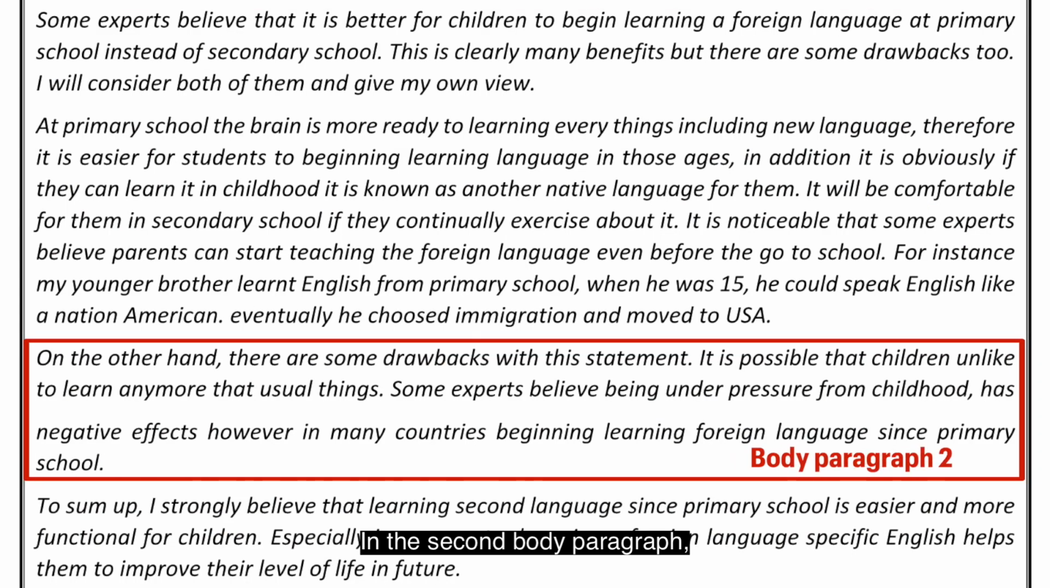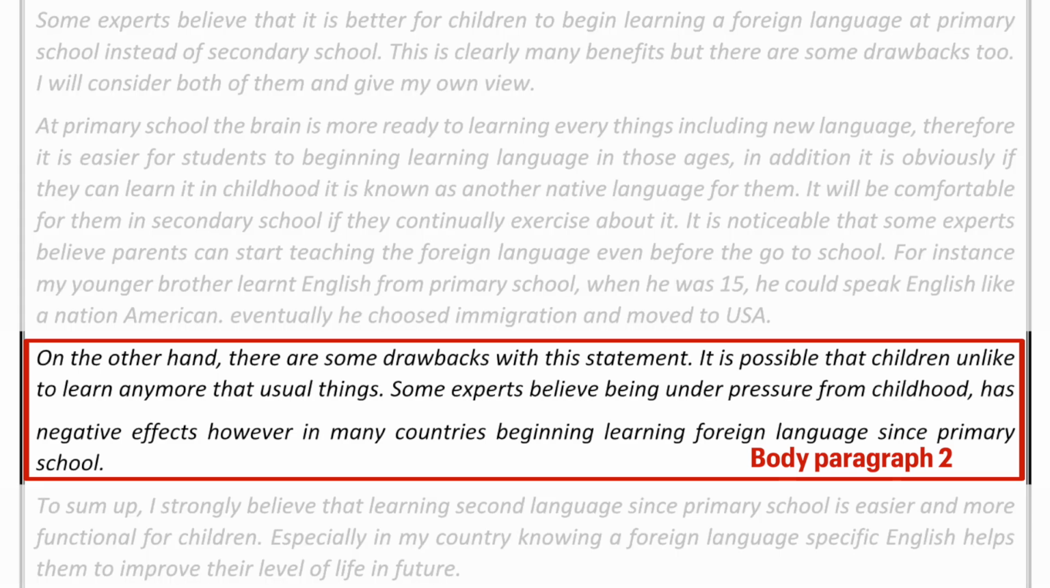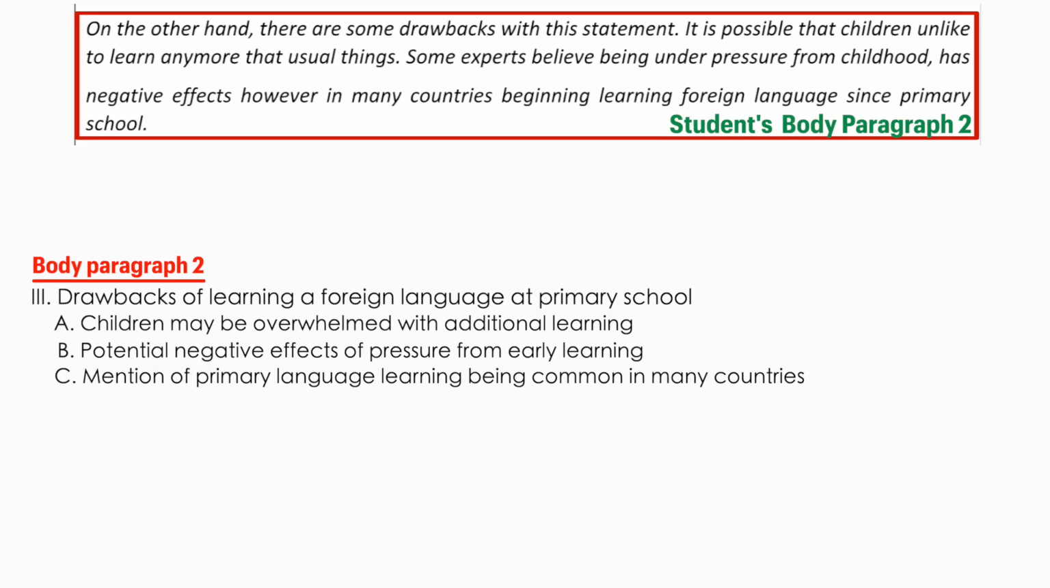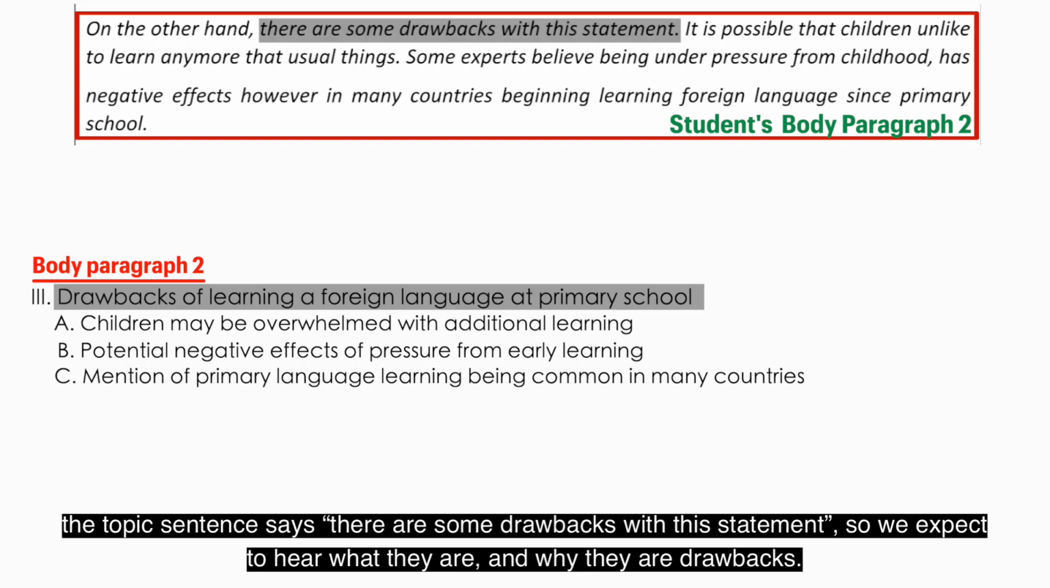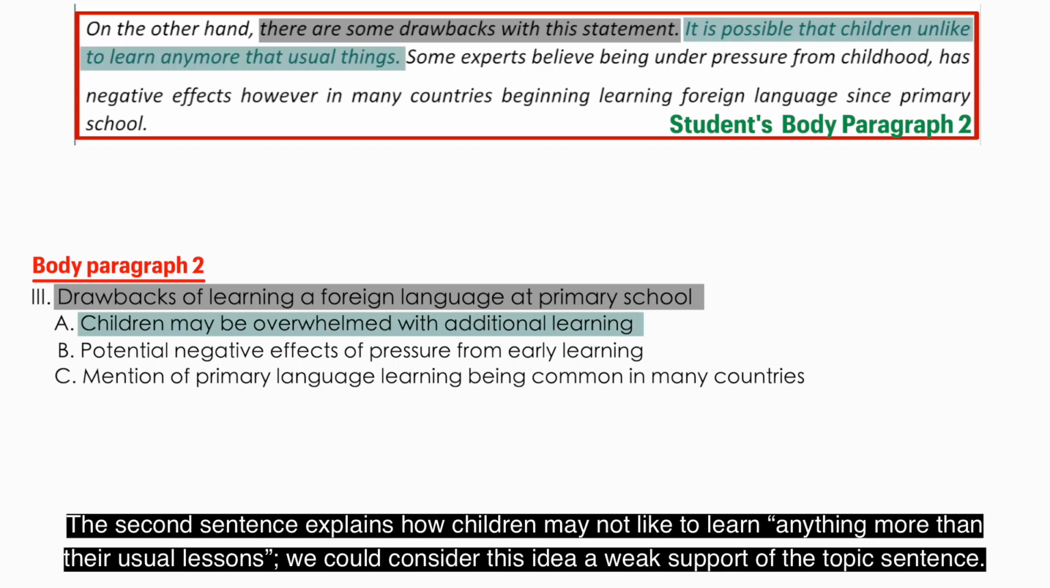In the second body paragraph, the topic sentence says there are some drawbacks with this statement. So we expect to hear what they are and why they are drawbacks. The second sentence explains how children may not like to learn anything more than their usual lessons. We could consider this idea a weak support of the topic sentence.